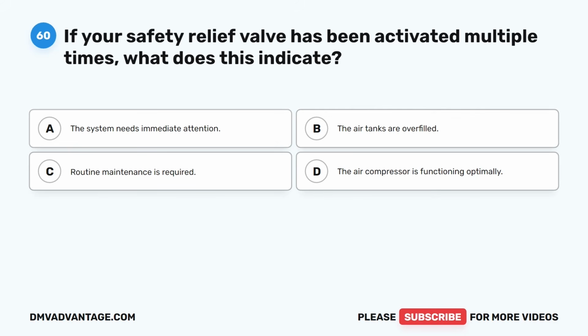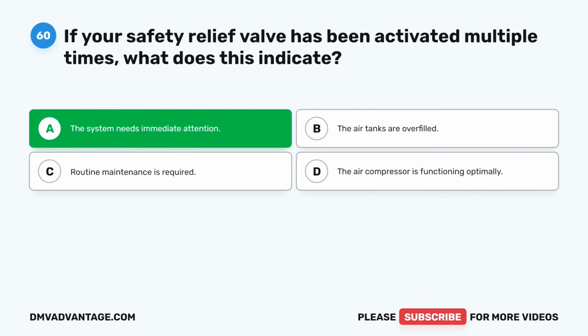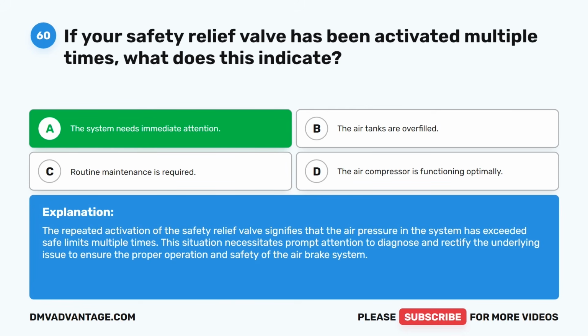Question 60. If your safety relief valve has been activated multiple times, what does this indicate? A. The system needs immediate attention. B. The air tanks are overfilled. C. Routine maintenance is required. D. The air compressor is functioning optimally. The correct answer is A. The system needs immediate attention. The repeated activation of the safety relief valve signifies that the air pressure in the system has exceeded safe limits multiple times. This situation necessitates prompt attention to diagnose and rectify the underlying issue to ensure the proper operation and safety of the air brake system.